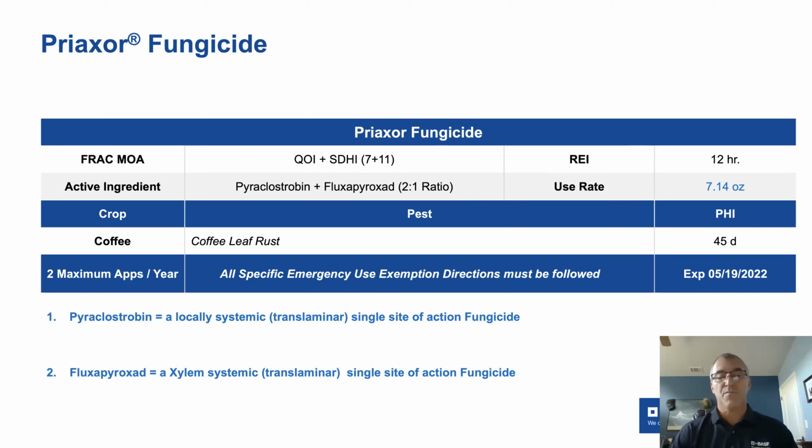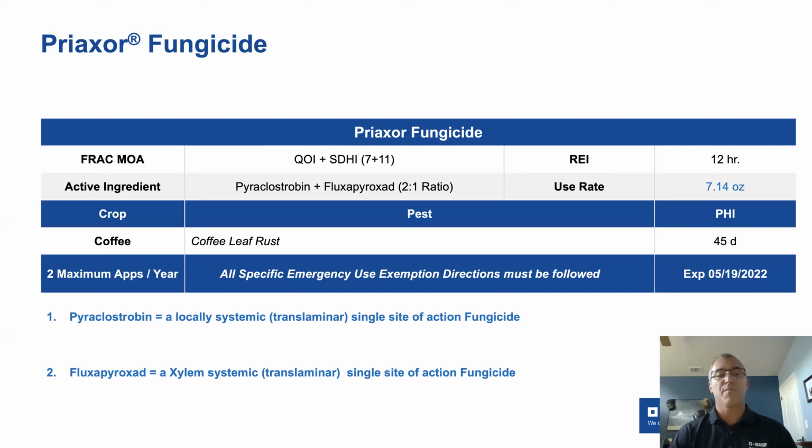The second product, fluxapyroxad, is more systemic. It's xylem systemic. It's also translaminar, but it also works only on one site of the fungus. So between the two of them, yes, you're working on 2 sites. That's why they're mixed together. They're both very active on coffee leaf rust, but at the same time, we have to use these properly.